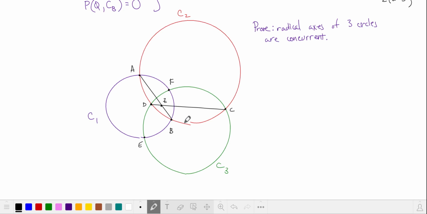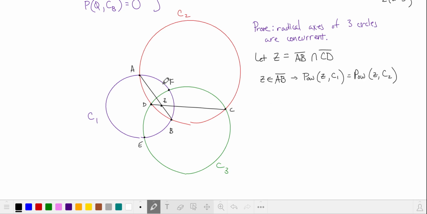Next, we're going to show that the radical axes of three circles are concurrent. Let's let AB be the radical axis of circle 1 and circle 2, and CD be the radical axis of circle 2 and circle 3, and let's let their intersecting point be Z. If Z is on AB, then the power of Z with respect to circle 1 is equal to the power of Z with respect to circle 2. If Z is on CD, then the power of Z with respect to circle 2 is equal to the power of Z with respect to circle 3.